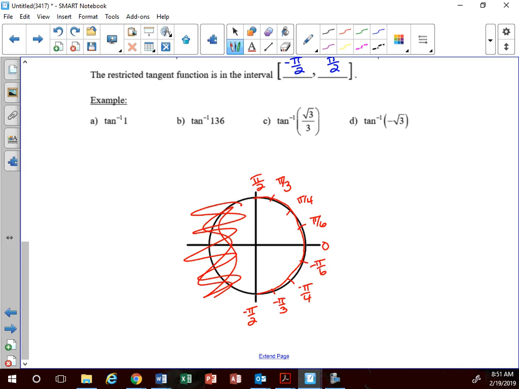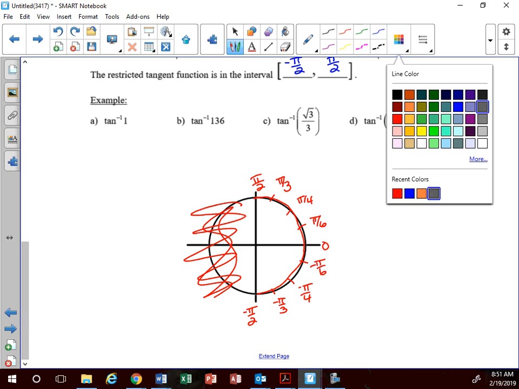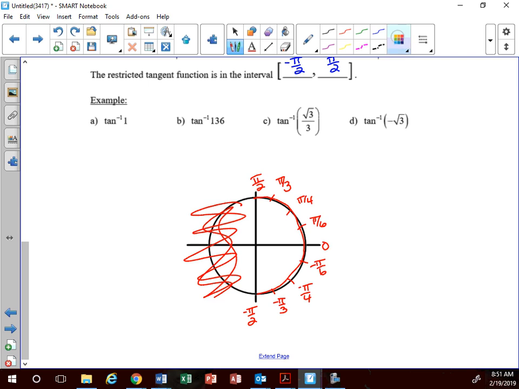All right, and I'm going to change letter B. The tangent of 136 exists, but that's clearly not something you know. Let's make that the tangent of inverse tangent. Oh, we'll go negative root 3 over 3. There's only so many things I can ask you guys, so.